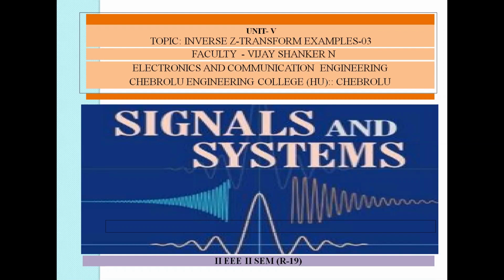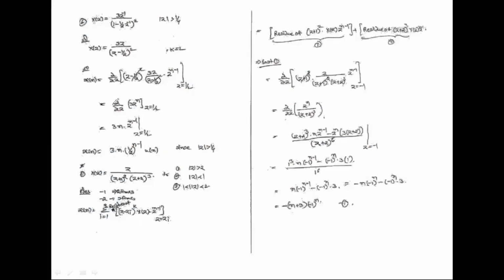Today, we are going to discuss the continuation of the inverse Z-transformation, the partial fraction expansion method. Now you can find a very important example having two poles. In the previous two examples, we had only one pole occurring 2 times or 3 times. But here we have 2 poles: one pole occurs 2 times and another pole occurs 3 times.